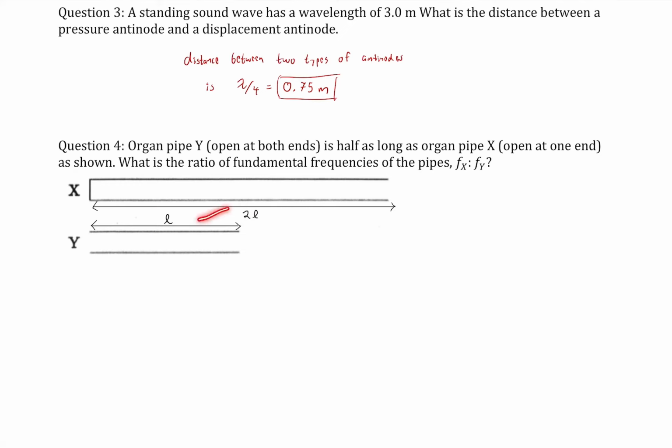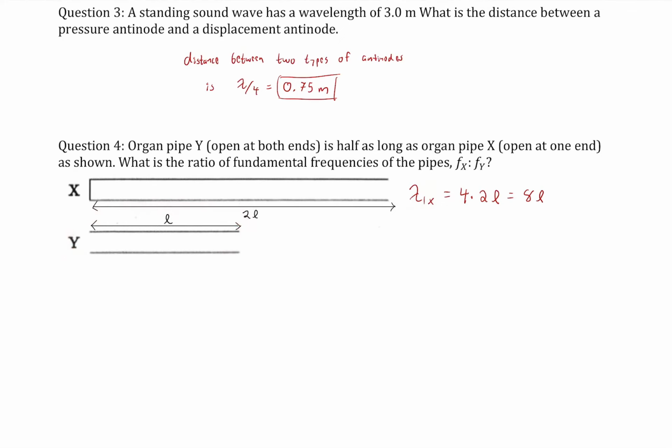So we have a great way of comparing them algebraically, okay. And then we'll think about the fundamental wavelength for the longer tube, the one that only has one open end, and that'll be 4 times the length. But the length is based on our system called 2L, okay? So that means that the fundamental wavelength would be 8L. In other words, 8 times longer than tube Y.